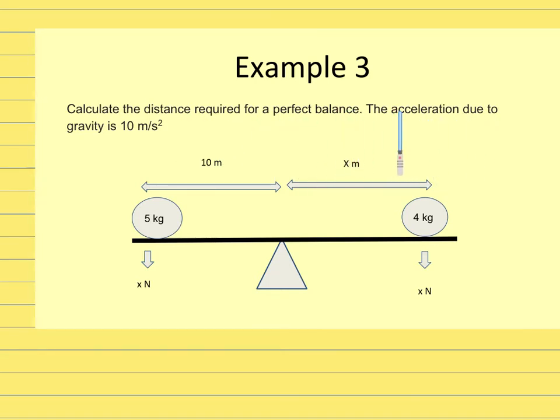The acceleration due to gravity is 10 meters per second squared. Now I know that gravity is 10. It's probably going to be 9.8 for you guys in your exam because they like to get it more accurate, more precise. But for this one, it's nice and easy.